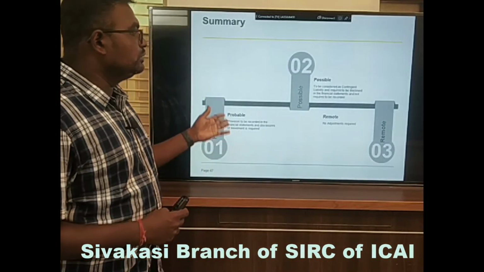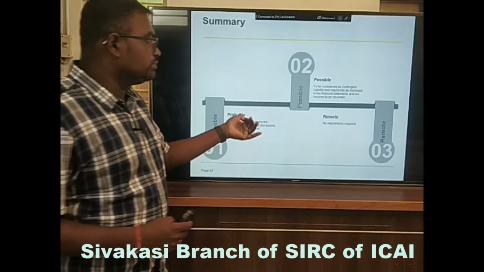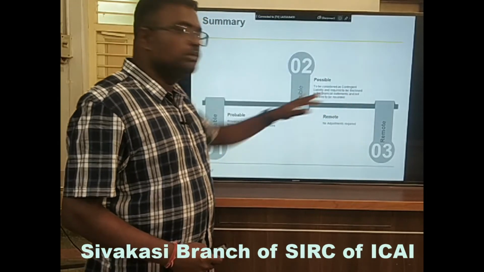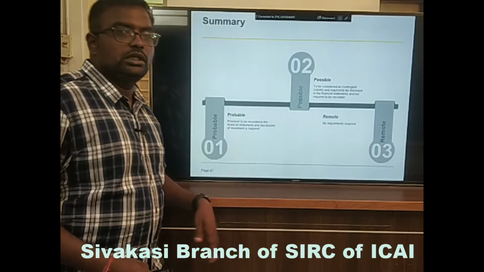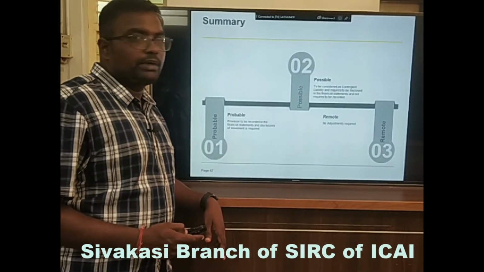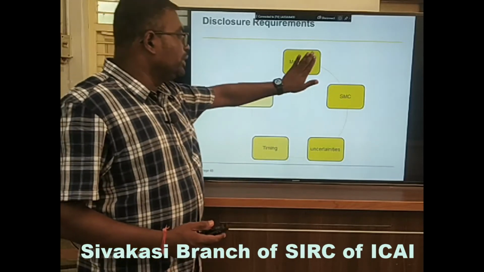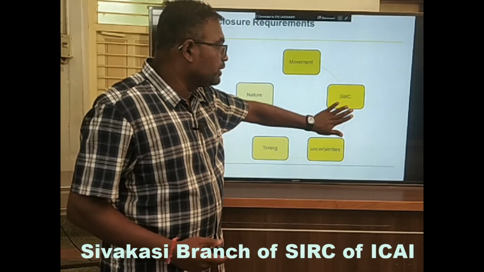So as I told you, the standard deals with three situations: probable, possible, and remote. For remote, no adjustment is required; for possible, it is a contingent liability; and for probable, it has to be recognized in the books as a provision. Then the disclosure requirement, movement. This standard is not applicable for an SMC company.